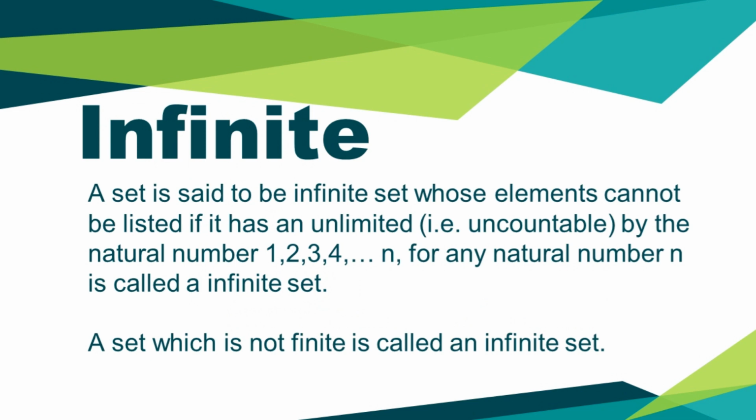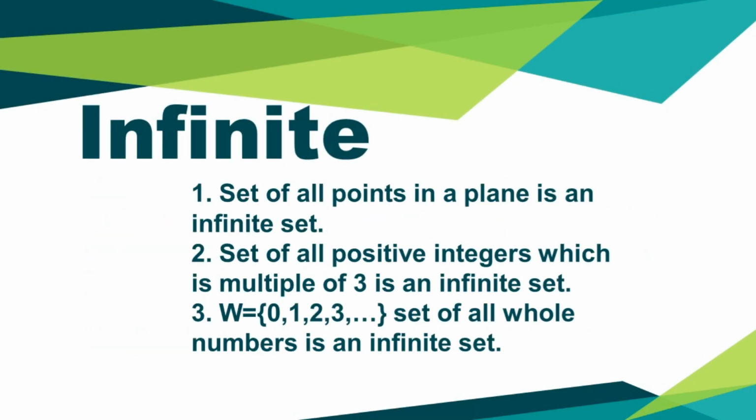A set is said to be an infinite set if its elements cannot be listed, that is, it has an unlimited or uncountable number of elements by the natural numbers 1, 2, 3, 4 up to the nth term. A set which is not finite is called an infinite set. Like, for example, the set of all points in a plane is an infinite set. Second, the set of all positive integers which are multiples of 3 is an infinite set.